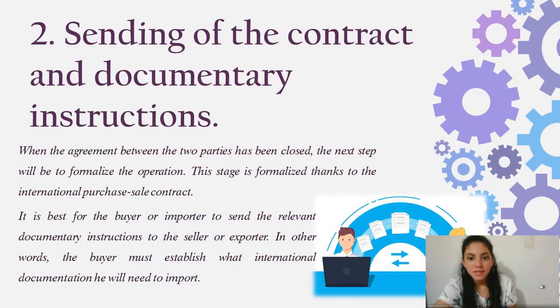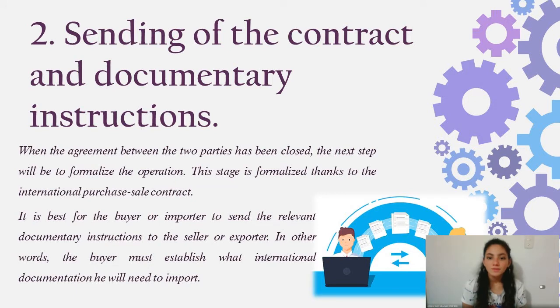Second, signing of the contract and documentary instructions. When the agreement between the two parties has been closed, the next step will be to formalize the operation. This stage is formalized thanks to the international purchase-sale contract. It is best for the buyer or importer to send the relevant documentary instructions to the seller or exporter. In other words, the buyer must establish what international documentation he will need to import.